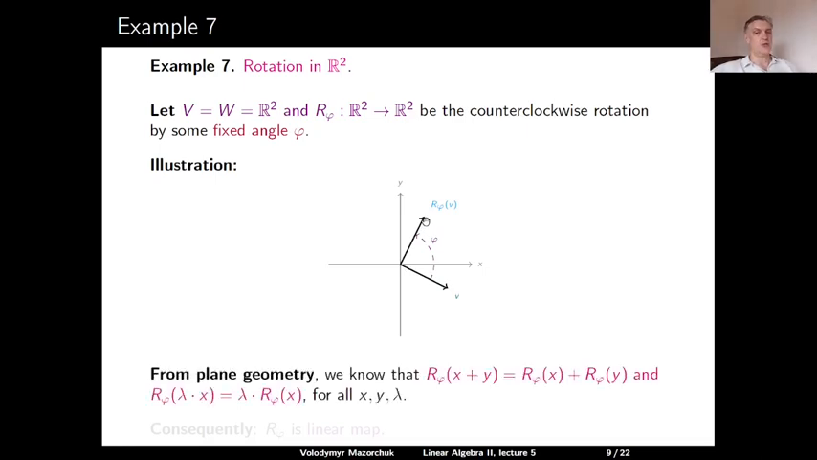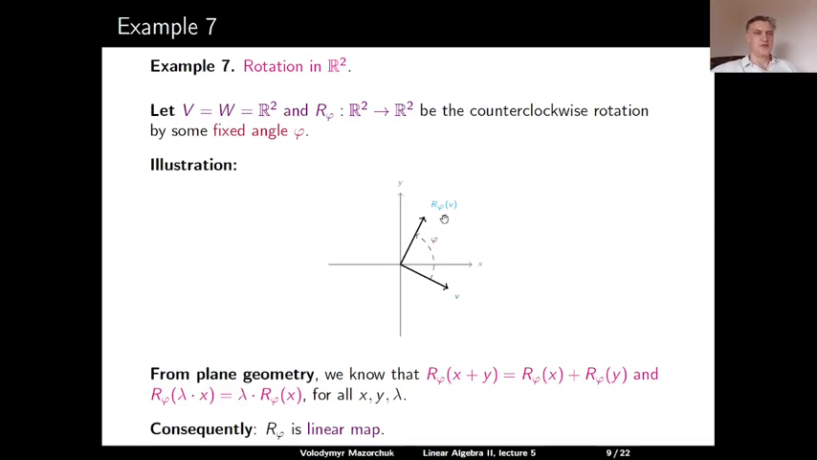And from plane geometry we know that rotation applied to the sum of two vectors is equal to the sum of the images of these vectors under this rotation, and similarly R phi applied to lambda times x is equal to lambda times R phi of x. And this means that this rotation is a linear map.